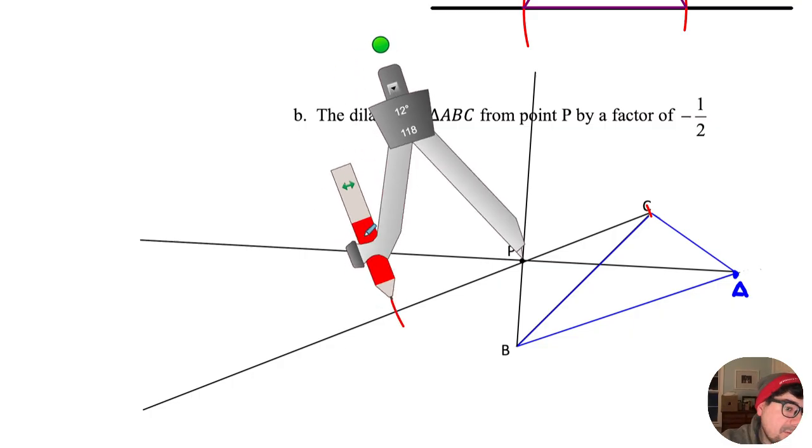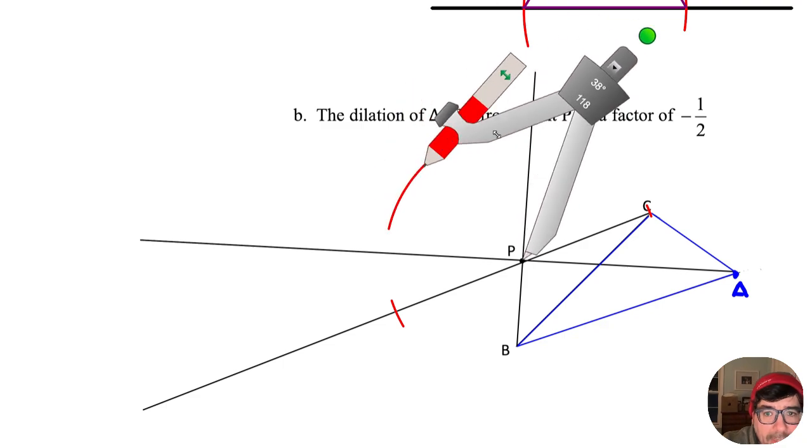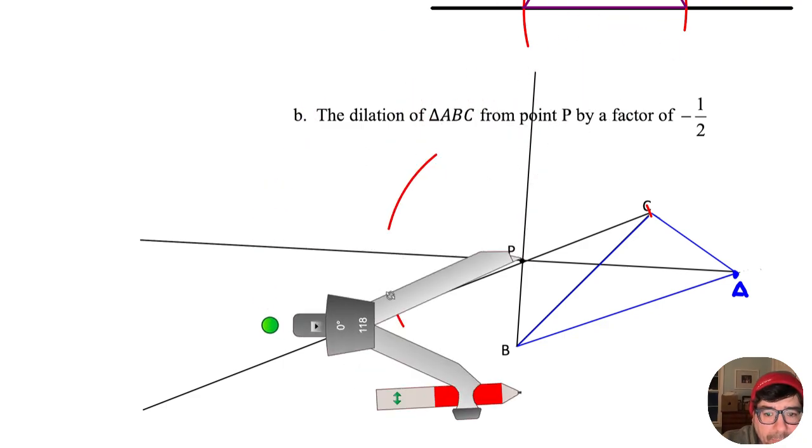That's if it was a scale factor of -1, all right? And as you might remember, you can construct a perpendicular bisector of these 2 points. So we'll do that real quick. We just need our arc up here. And then we also need that down below.